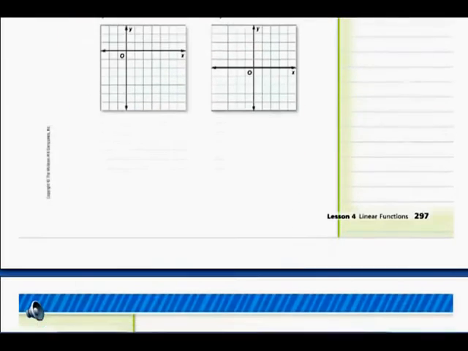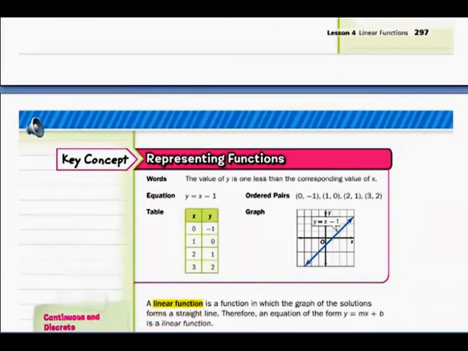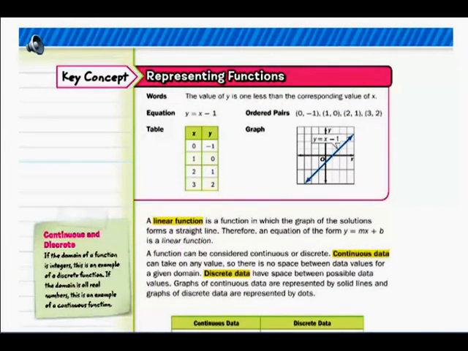Okay? And with that, here comes the new terminology that we're talking about. Whenever you talk about representing linear functions, we talk about words, all right? The value of y is 1 less than the corresponding value of x. Sounds real mathematical, but it just means that y equals x minus 1. So that's our equation. You could do it in a table, a graph, or ordered pairs, and get the domain and range, that kind of thing. So there's all kinds of useful information you could take from that.